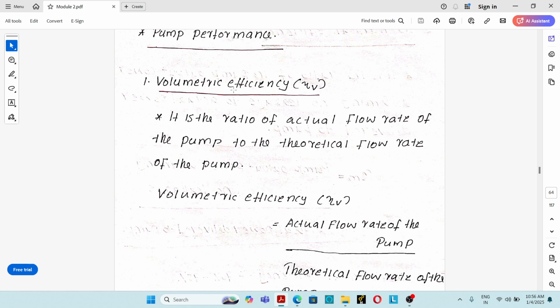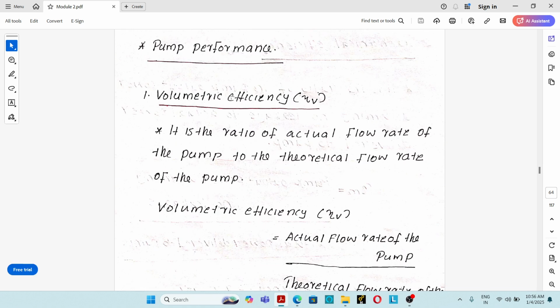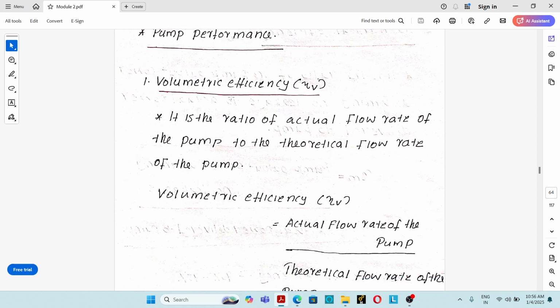So the next one is pump performance. In this section, I am going to discuss the definitions of volumetric efficiency, mechanical efficiency, and then the overall efficiency of a pump. So first, volumetric efficiency.